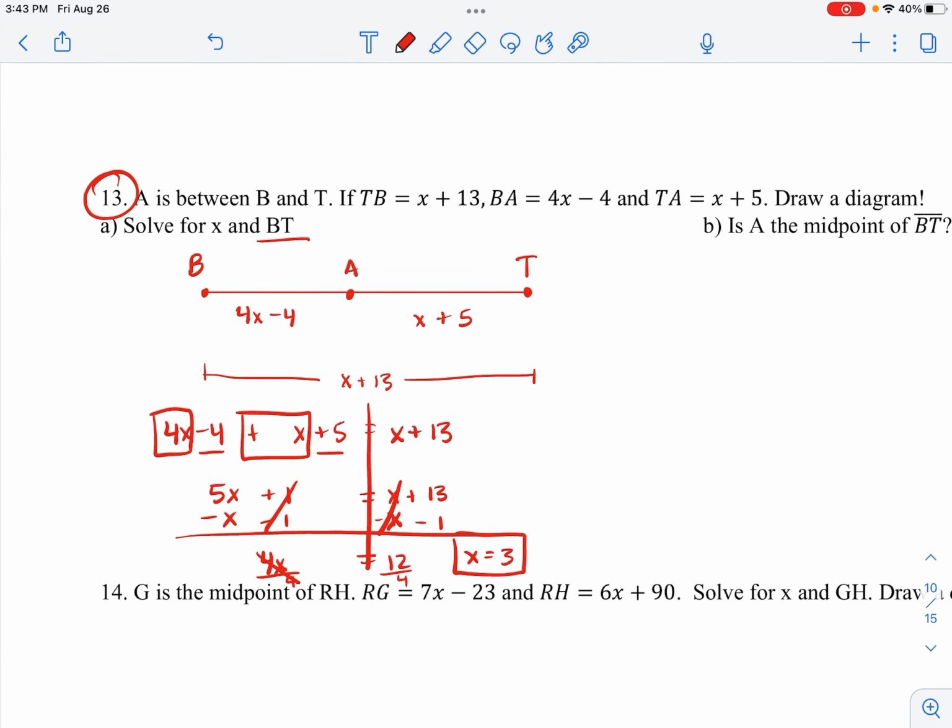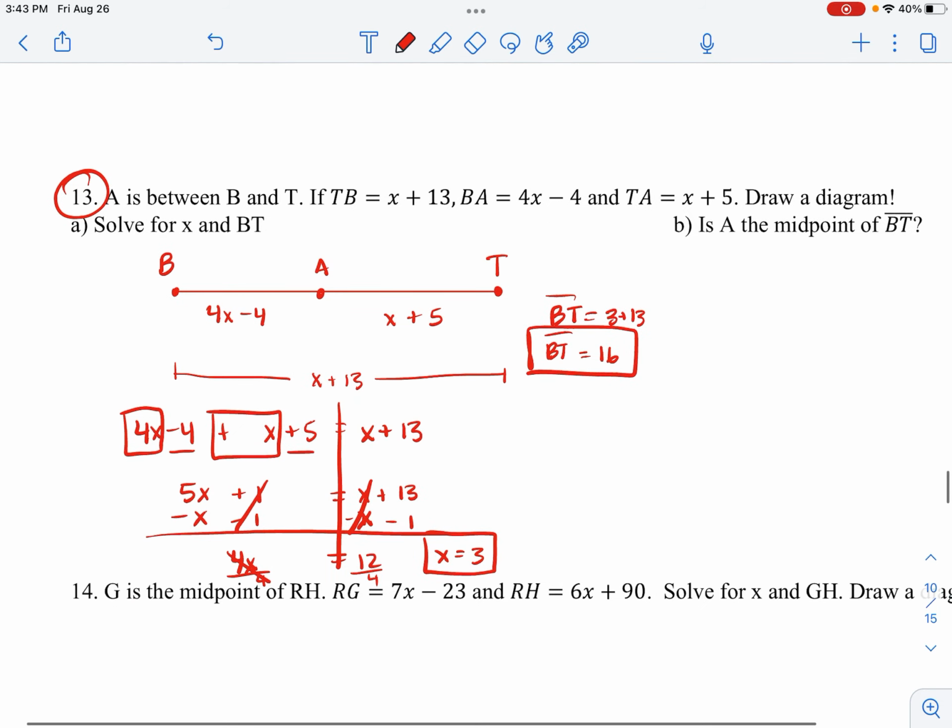But we're not done because it says solve for BT as well. Okay? Now BT is this x plus 13. And we know what this is now. X is equal to 3, so it's 3 plus 13. BT is equal to 16. We're done for A.